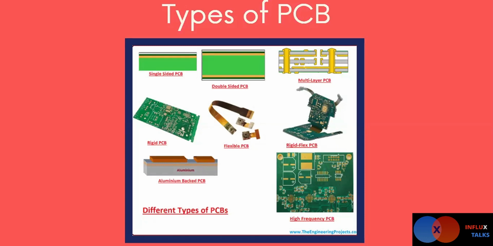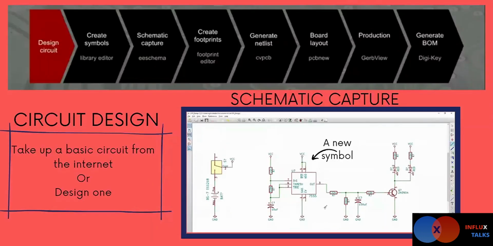Now, after getting to know about PCBs, their applications, and how they have evolved over time, let's quickly go to the KiCAD software and try to learn how we can design one. The first step is circuit design. This can be any basic circuit taken from the internet, or you can design one on your own, or you can take it from a textbook as well. Once you have your circuit design with you, the next step is creating symbols. I'll come to that part later. Let's go to the schematic capture. Schematic capture is also a very important step in KiCAD.